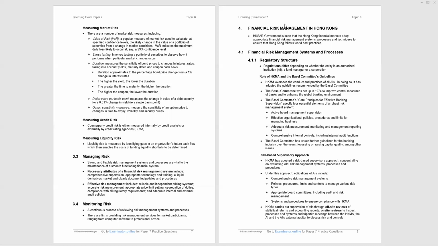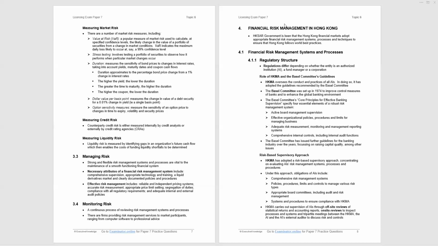funding of such shortfalls. Now, the third stage after identifying and measuring risk is managing risk. And we are given the necessary attributes of a financial risk management system, which often is examined. So please be aware. Attributes of a strong risk management system include comprehensive supervision, appropriate technology and training, a liquid derivatives market enabling you to hedge, and clearly documented policies and procedures. Though some of those may appear to be slightly bland, please write them down and be aware of them because they like to test you on that.